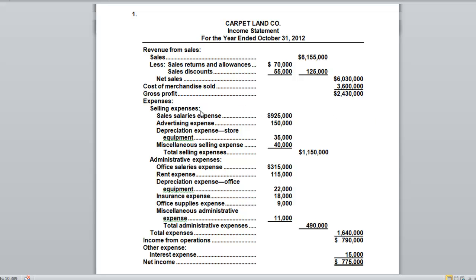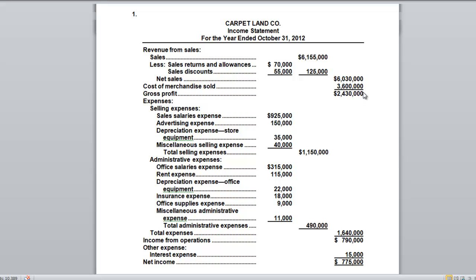Next thing we have here, we have our selling expenses. So sales salaries, advertising. We have depreciation expense for the store equipment, right? So now you can see here below we have our depreciation expense for the office equipment listed under administrative expenses. So we're categorizing these based on their nature. These expenses are related to the sales process. Okay, these are related to the general or administrative: office salaries, rent expense, depreciation expense on the office equipment, insurance expense, office supplies expense, miscellaneous admin expense. Okay, if we total those two up, these are our total expenses.